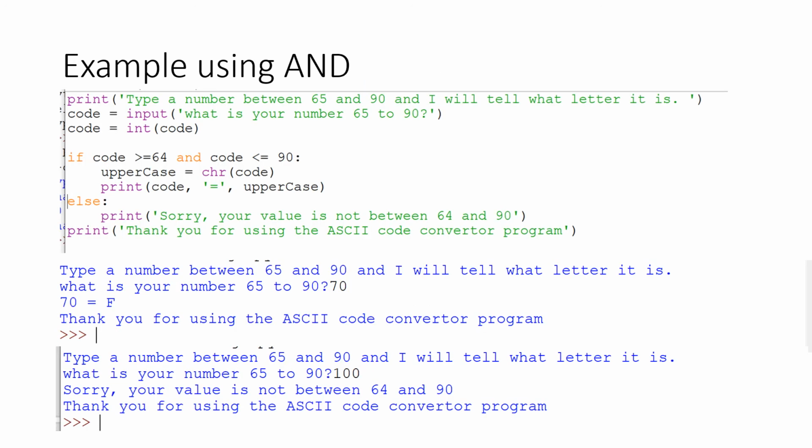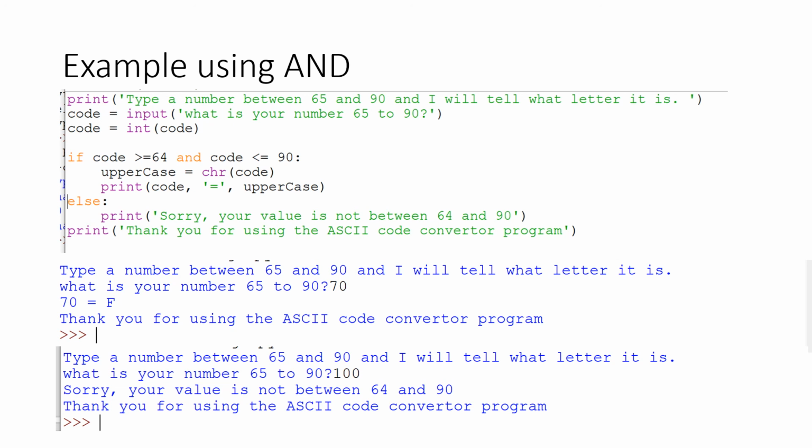So here is an example of using AND to connect conditions. And here what we're doing is we are checking for a range of values 64 to 90. So notice what this program is doing. Let's read line by line. Print, type a number between 65 and 90, and I will tell you what letter that is.